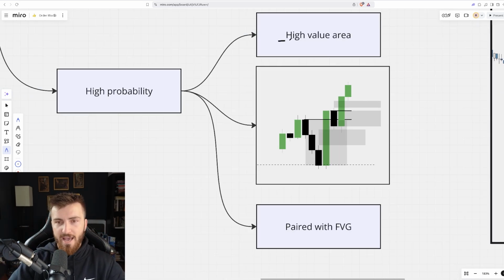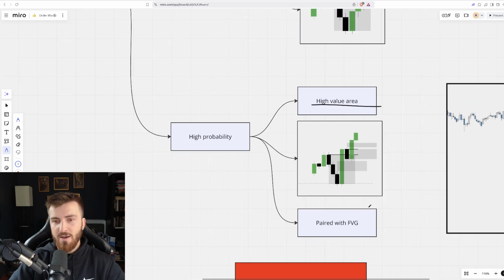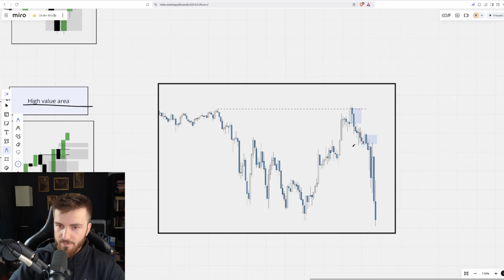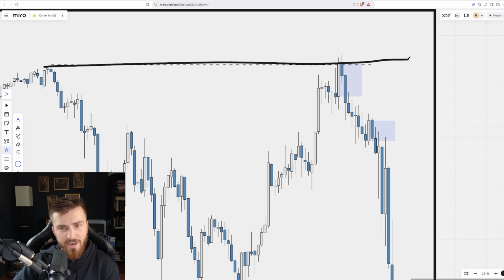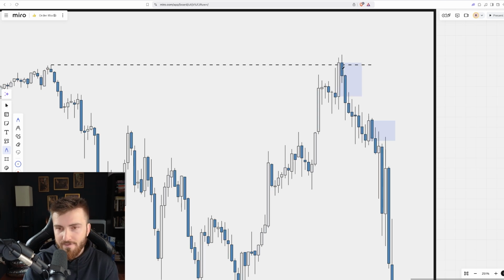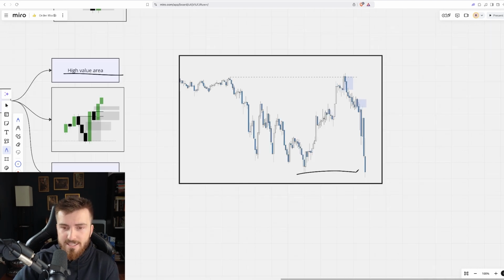So if it's at a high value area and paired with a fair value gap, it's going to be very, very good, right? So for example, right here, high value area, very nice reversal. This is your first entry, right? In this case, we don't have any fair value gaps, but we have a high value area, and the daily bias in this specific day was bearish.